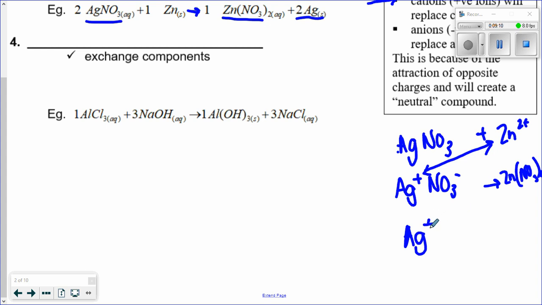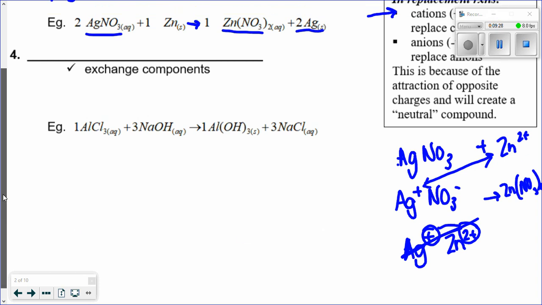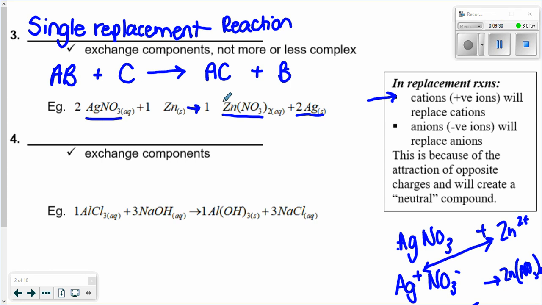It's so loud. So we couldn't have something like this forming because we don't want to have two things that have positive charges. So this couldn't be our new compound. So we know that zinc is going to be replacing the cation that is in the compound. So it's going to be replacing the silver. And that's what it's saying in this box here. So cations or positive ions will replace cations and anions will replace anions. And again, this is because the attraction of opposite charges will create a neutral compound. So you can't have two things that are positive or two things that are negative. So that's something to keep in mind.